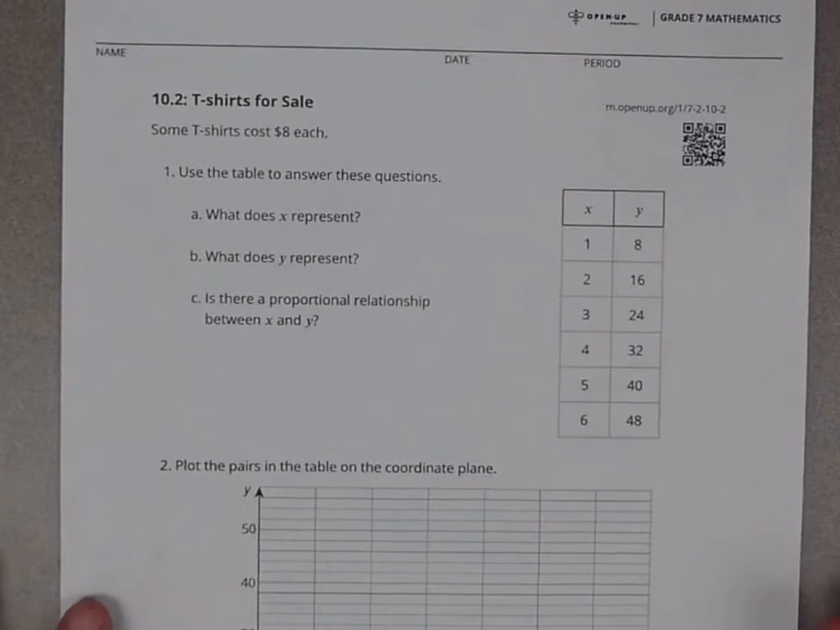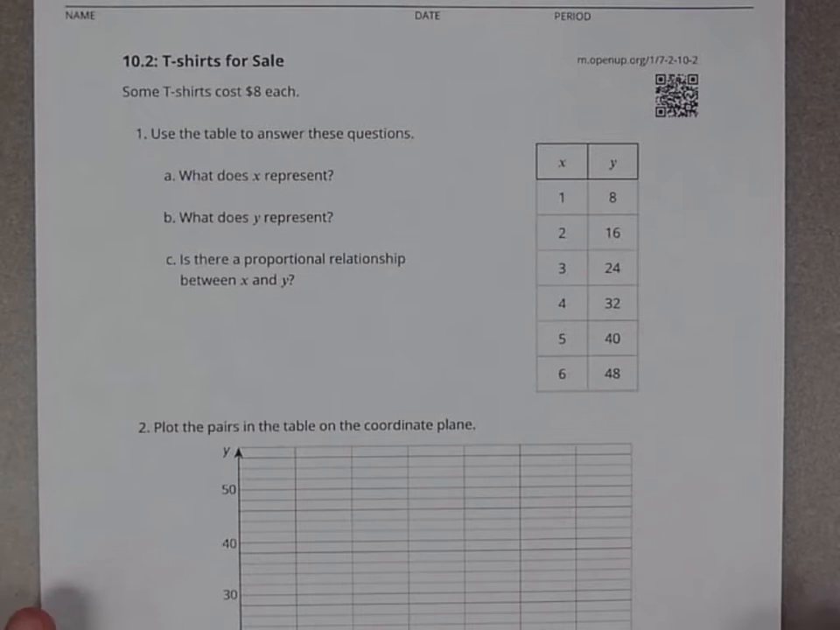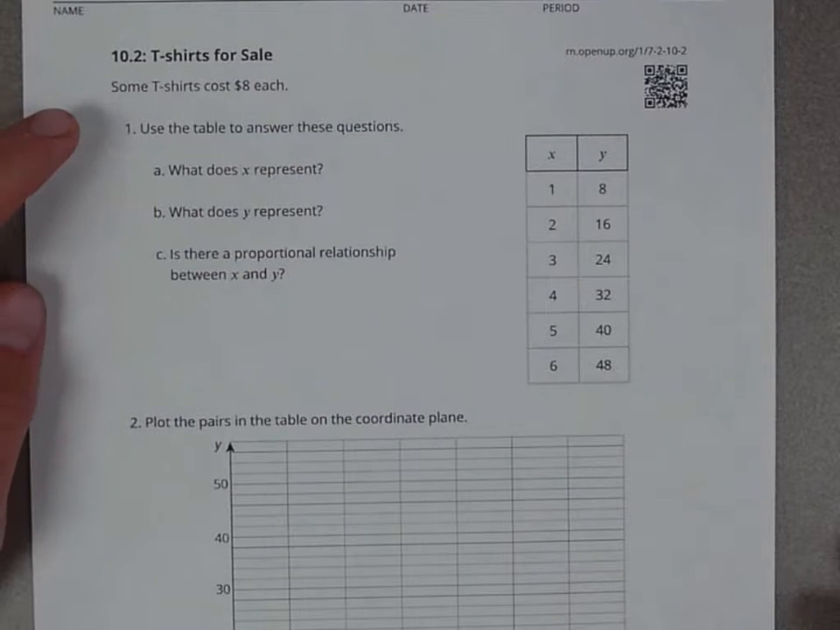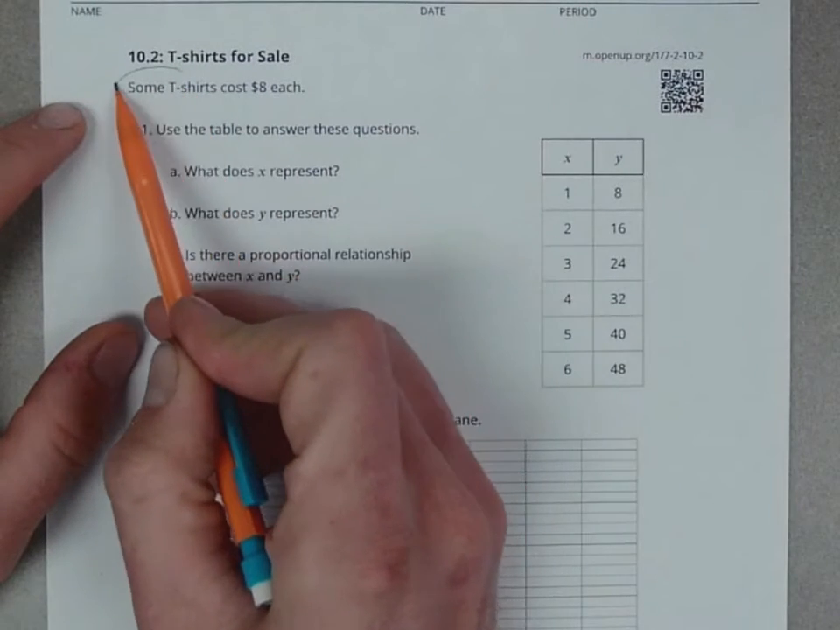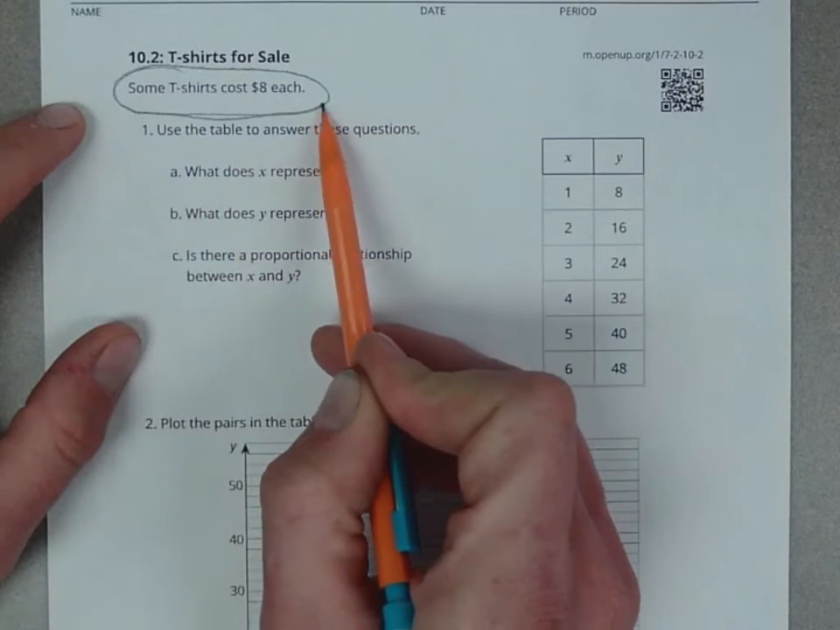Okay, so moving on, next part. 10.2. Now we're talking about a specific example here, t-shirts that are for sale. So everyone should be on this one. It says 10.2, and it has another piece of graph paper down below it. And now it says use the table to answer these questions. Some t-shirts cost $8 each.